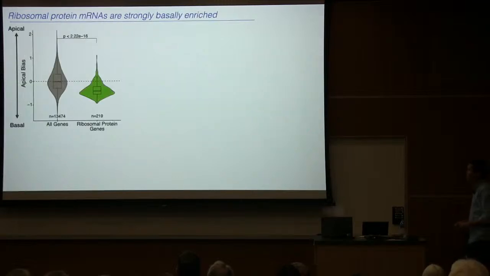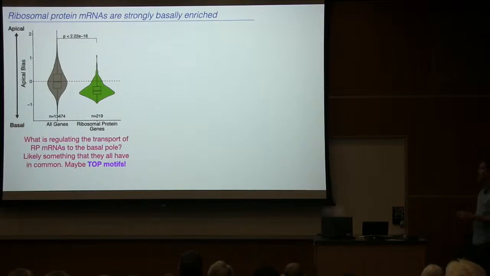Okay, so one thing that immediately struck Ray is that if she looked at all of the genes that encode ribosomal proteins, so these are not rRNA, they're mRNAs that encode protein components of the ribosome, she saw that as a class, they were much more basal than she would expect. Much more basal than all RNAs. And so we got to thinking, what is regulating the transport of these ribosomal protein RNAs to the basal pole? Maybe it's something that they all have in common. Maybe it's an element that they all share, since they are, as a class, localized to one location.